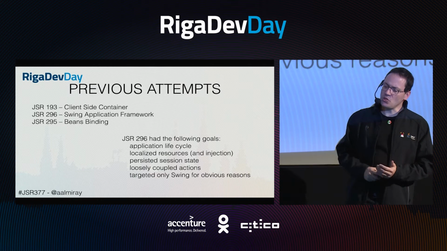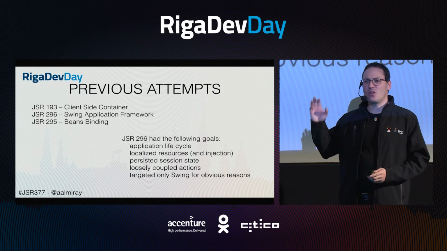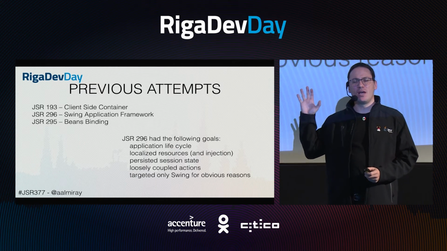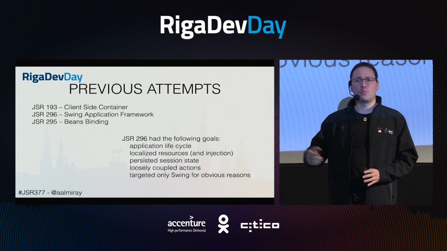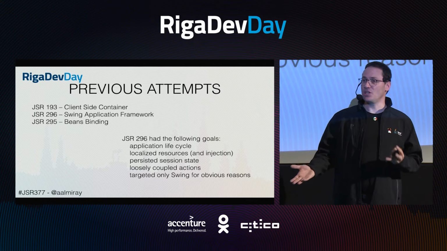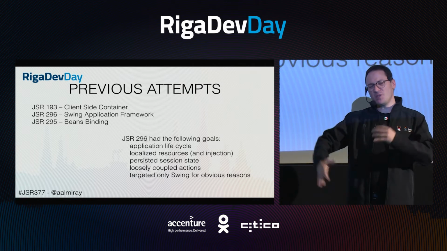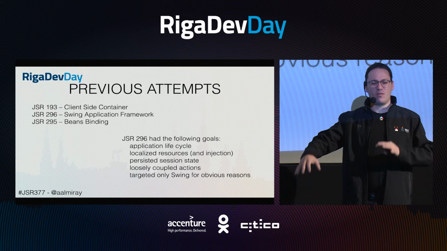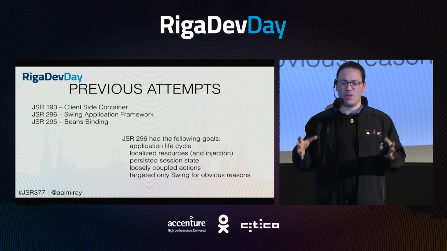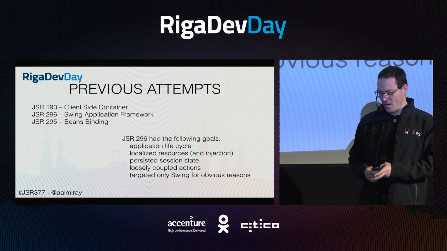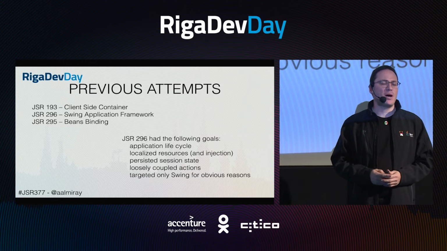We also needed a way to localize resources. And if I'm not mistaken, localized resources also enabled some other people to come up with ideas that turned out to be JSR 330, dependency injection, besides Spring, Guice and the other frameworks. So there was a little bit of cross-pollination within the different JSRs at the time. But something happened, and 296 never came about.